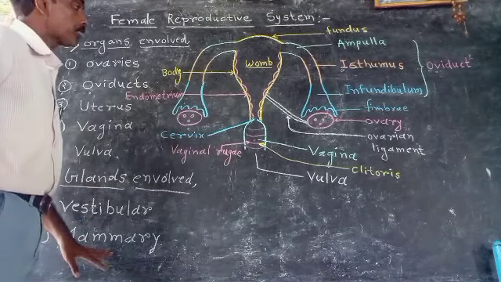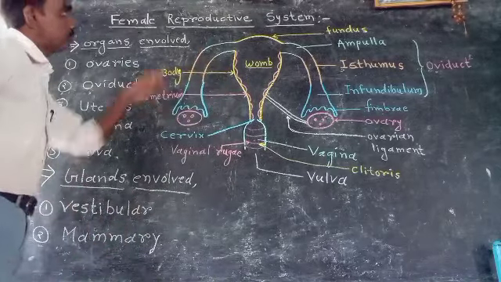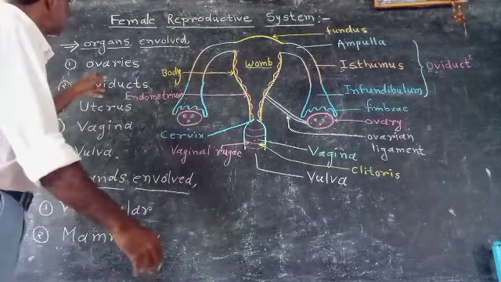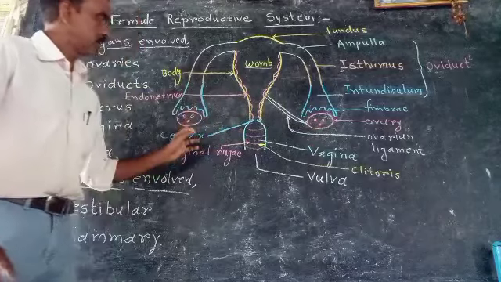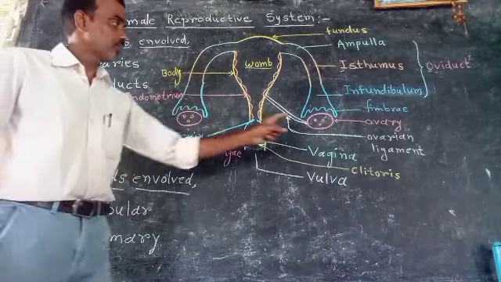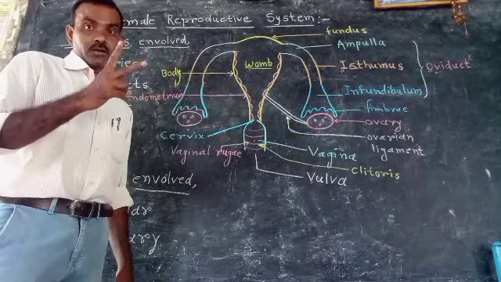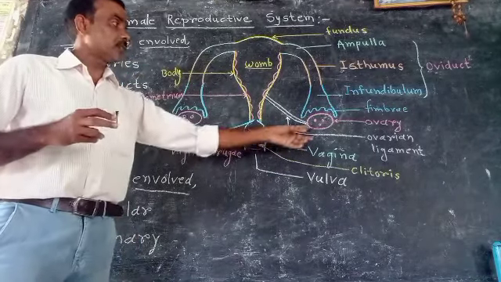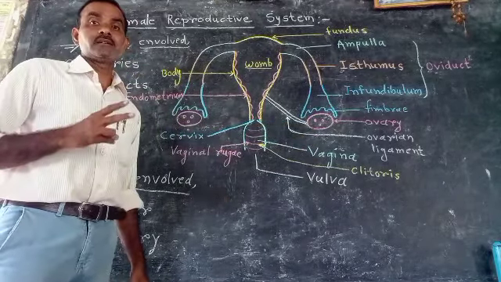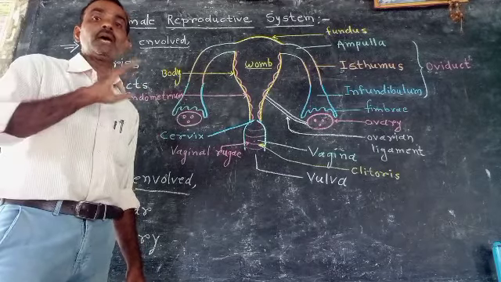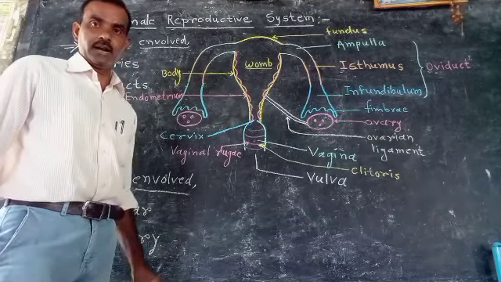Now here is the diagram of the female reproductive system. The first organ is the ovary, in red color. The ovary occurs in a pair, 2 in number. It is present in the pelvic region just behind the urinary bladder.